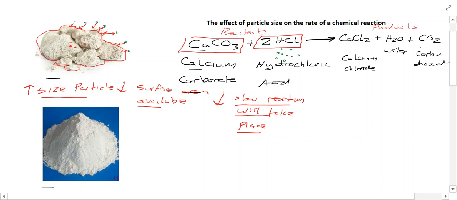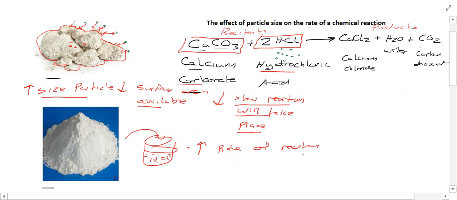Now, on the other hand, imagine we have a powder and we dump this powder into some hydrochloric acid. It's going to disperse and spread out, and you're going to get much more contact between the hydrochloric acid particles and the calcium carbonate particles. They're going to come into contact with each other, and you're going to get a much faster rate of reaction.